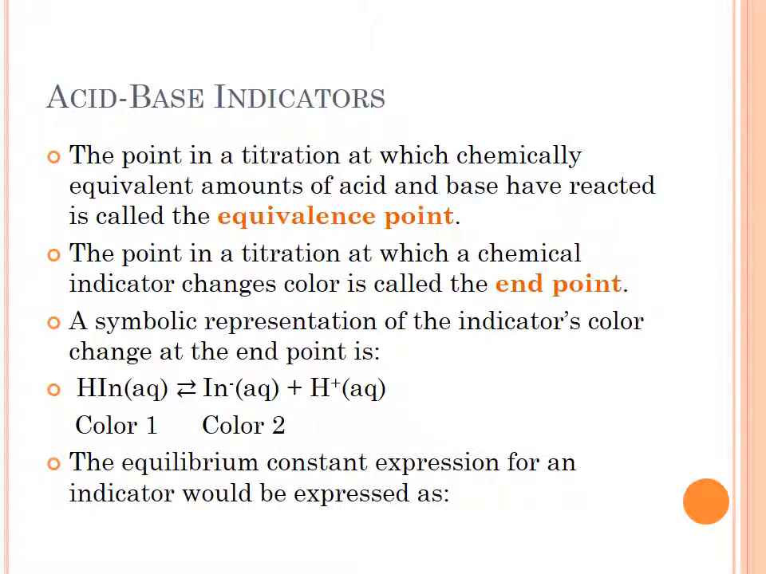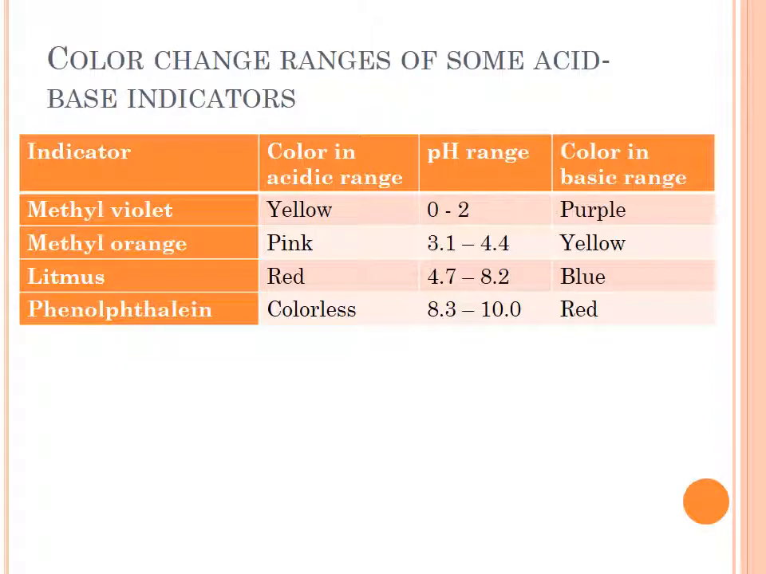The equilibrium constant could be expressed like any other equilibrium constant, and you would have a Ka, and that will help you determine when the indicator would change color. We've got the H plus and the indicator anion concentrations on the top and the weak acid indicator on the bottom. Here are some common indicators and their color and what range. The middle column, the pH range, tells you over what range the color change happens.